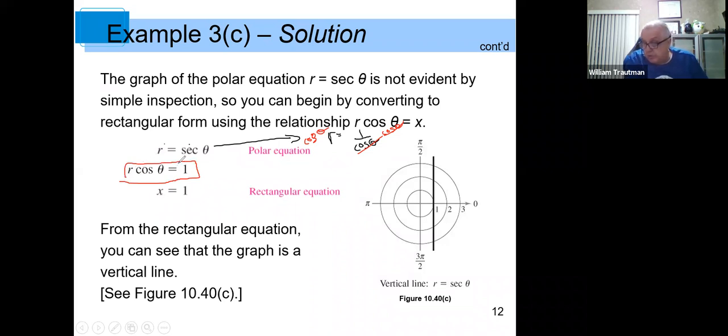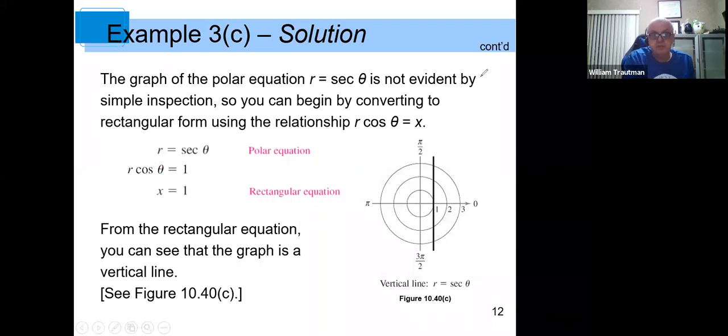Well, r cosine theta from polar to rectangular coordinates changes to x if you look at our formula. So our rectangular equation is just x equals 1. It's a line. X equals 1 is a vertical line going through 1. All righty.